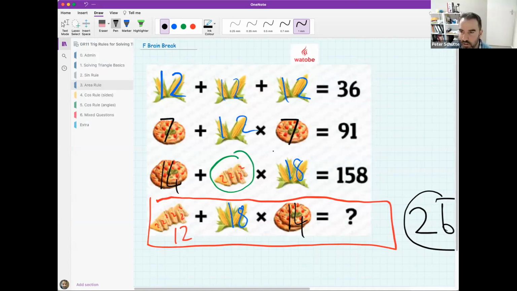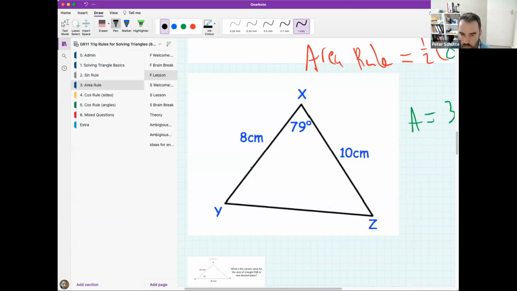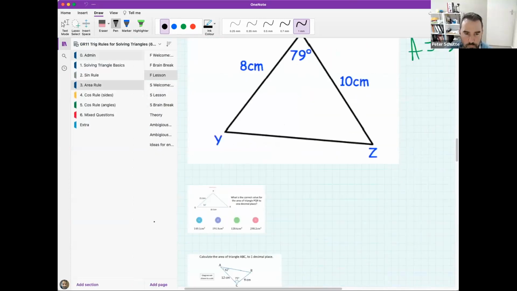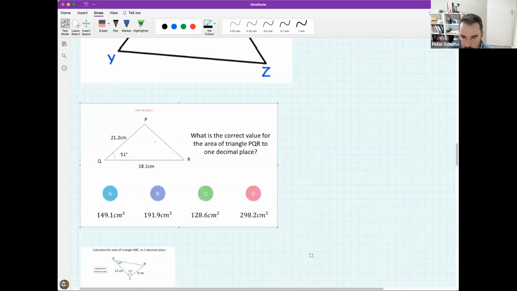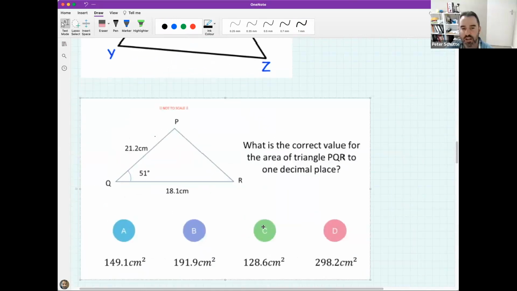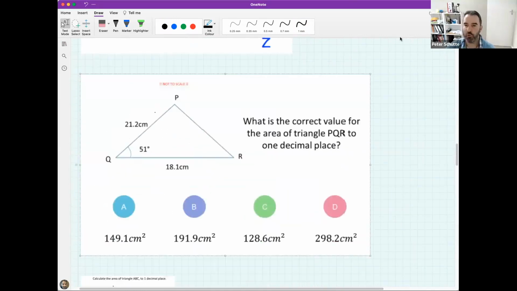Okay, let's go back to our lesson. So what were we learning about? We were learning about the area rule, and I want to apply the area rule to a few more questions, just so it really gets stuck in my brain. So here's your choice. Which of the 4 options do you think gives you the area of this triangle? Choose A, B, C, or D.